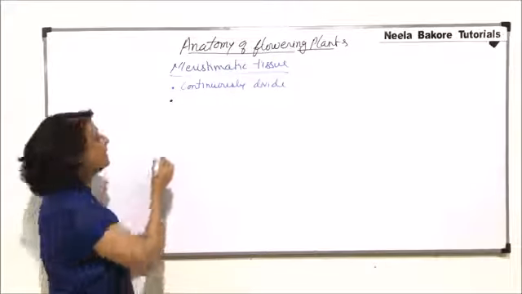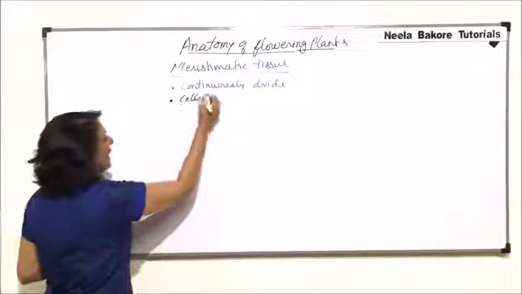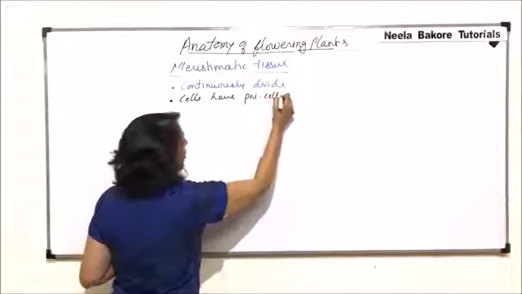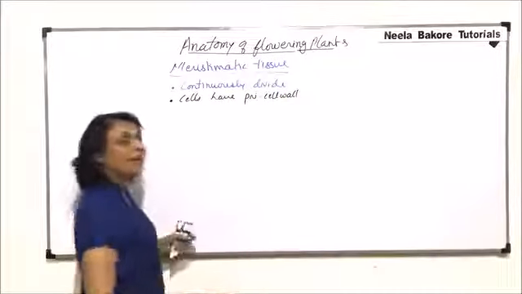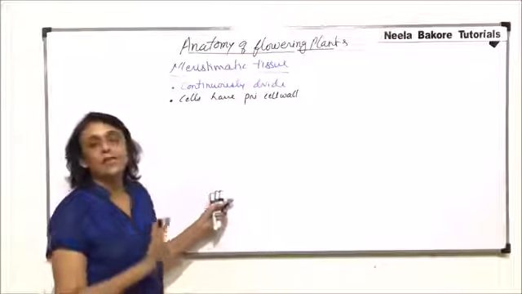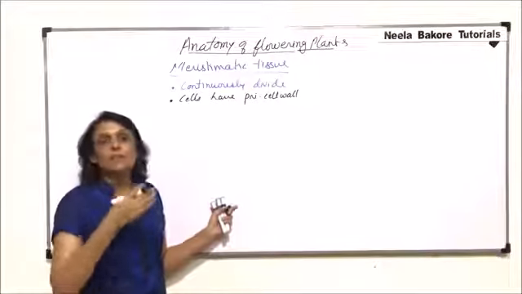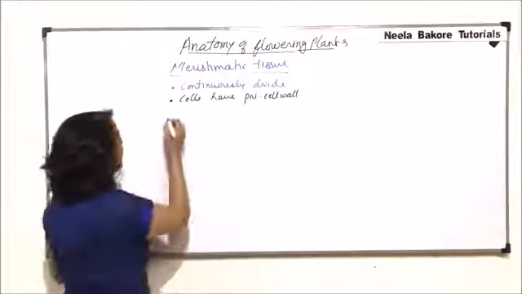The second thing, the cells have primary cell wall. That means the secondary layer and the tertiary layers are not deposited. Primary cell wall is flexible because these cells have to continuously divide.